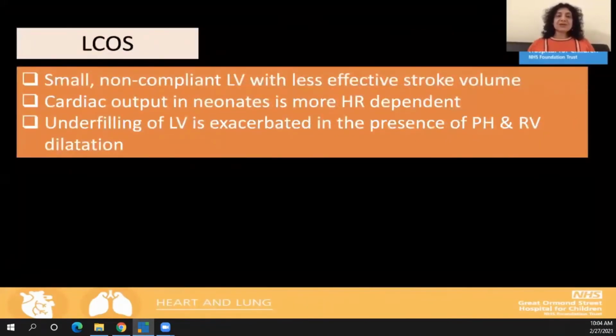The small non-compliant left ventricle has less effective stroke volume. And we know that in neonates, the cardiac output is more heart rate dependent. Furthermore, underfilling of the left ventricle is exacerbated in the presence of pulmonary hypertension and right ventricular dilatation.